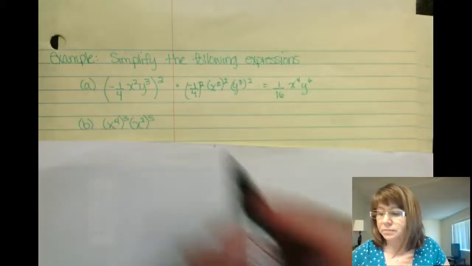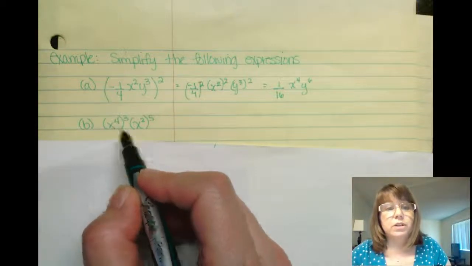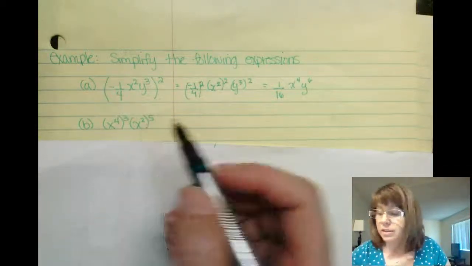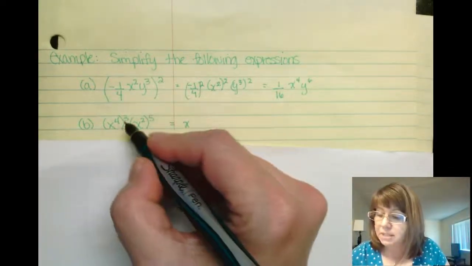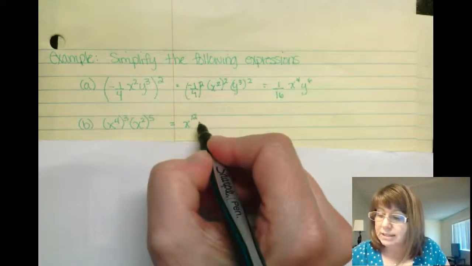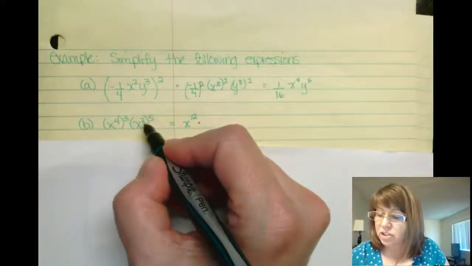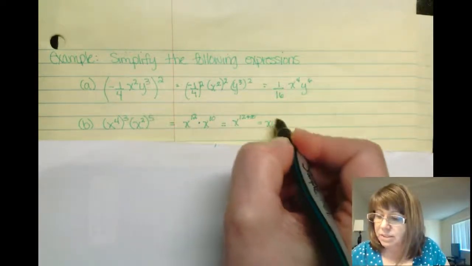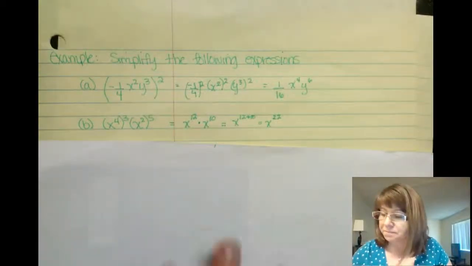Let's try another one. X to the 4th cubed times x squared to the 5th. That is going to be x to the 4 times 3, which is 12, times x squared to the 5th, which is 2 times 5, which is 10. So my final simplification is x to the 22nd.